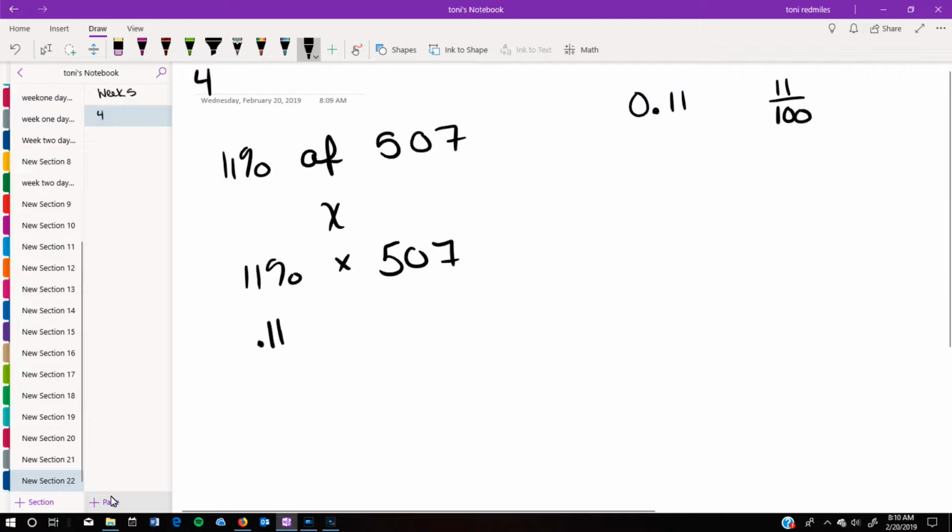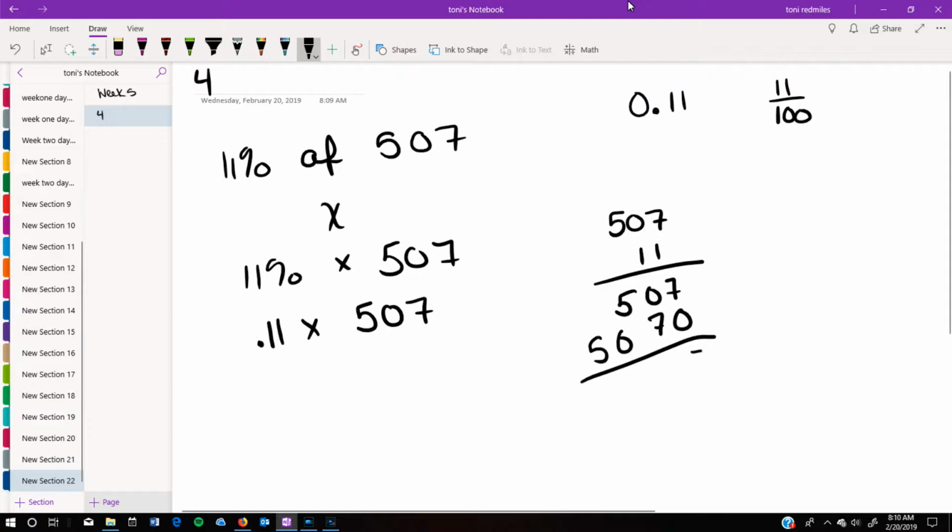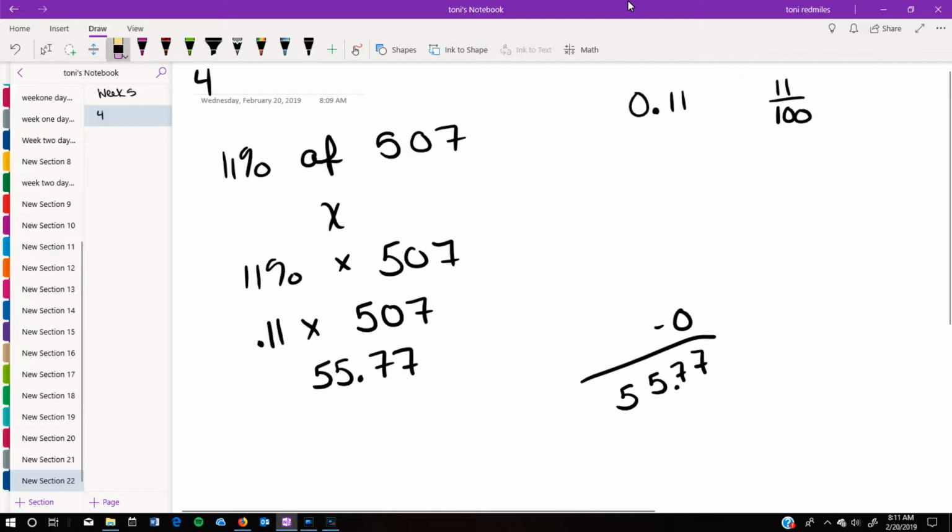So if I do it as a decimal, I'm just going to multiply my numbers, get over to the tens place, and that's going to be the same thing. Add my rows, put my 2 decimal places back in, so it's going to be 55.77.